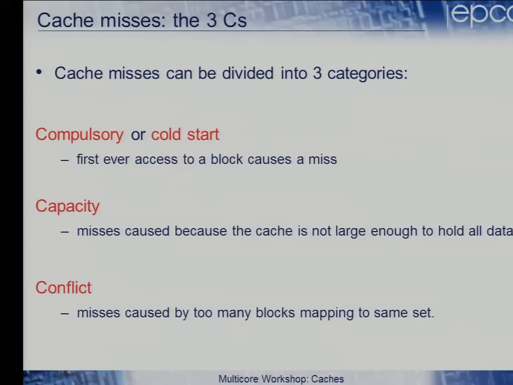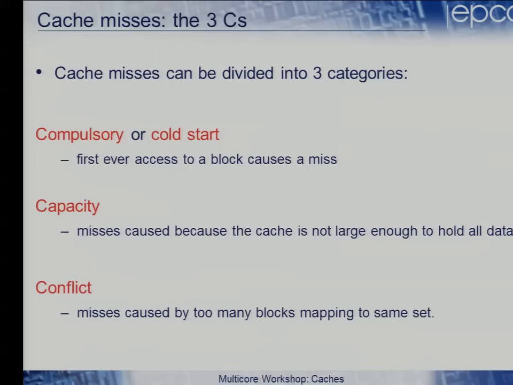The one which can kill you is conflict misses, caused by too many blocks mapping to the same set. You're accessing two pieces of data, and coincidentally or otherwise, they both want to live in the same place in the cache. So you read some data in the cache, you read some other data, it maps to the same place in the cache, and it gets kicked out.